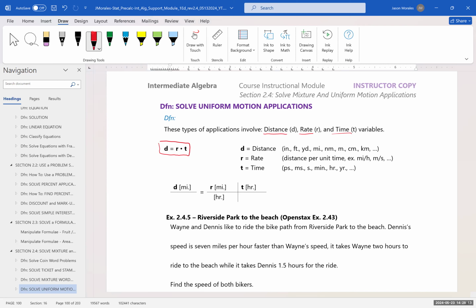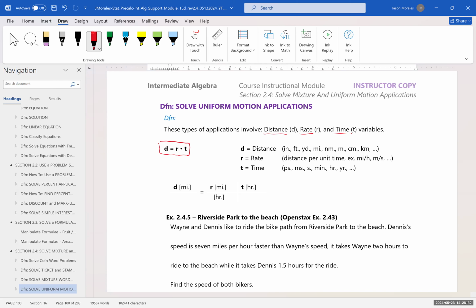Distance can be in inches, feet, yards, miles, nanometers, meters, and so on. Rate can be distance per unit time, such as miles per hour, meters per second, and so on. And time can be picoseconds, milliseconds, seconds, minutes, hours, years, and so forth.